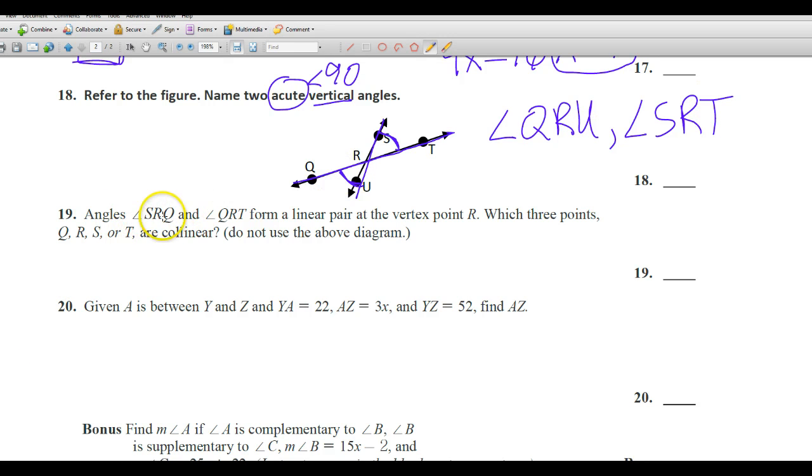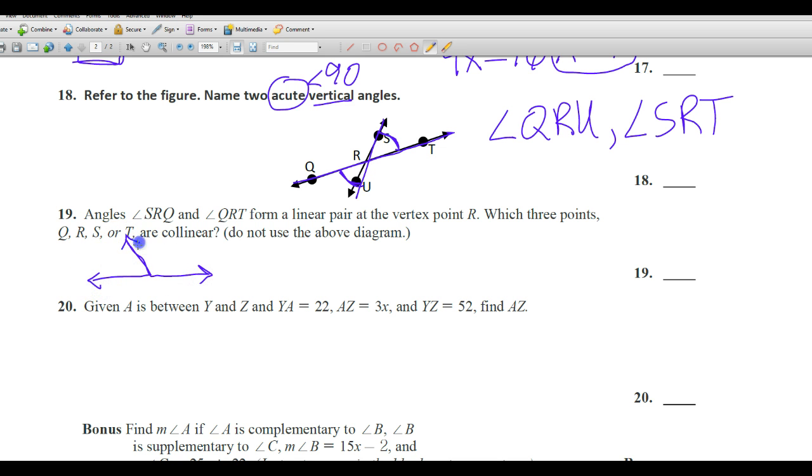In 19, angles SRQ and QRT form a linear pair at the vertex point R. Which 3 points, Q, R, S, or T, are collinear? So which points lie on the same line? And it says right here, don't use the above diagram. So even though we have the same names up here, we don't use this diagram. We need to make a diagram. So SRQ and QRT form a linear pair.